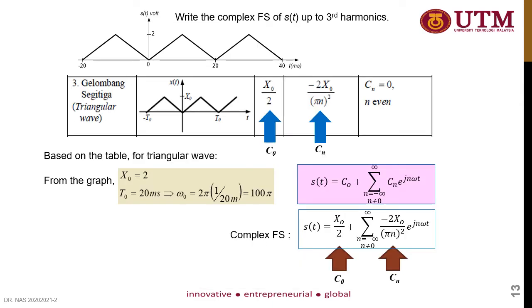Okay, let's try this example. You need to write the complex exponential Fourier series for this signal x(t) up to the third harmonic. Third harmonic means that n goes up to 3. So you need to consider all values from n equal to 0, n equal to 1, n equal to 2, n equal to 3, both positive and negative values. Okay, so the first step, refer to the table and look at the suitable function. In this case, it is the triangular wave.